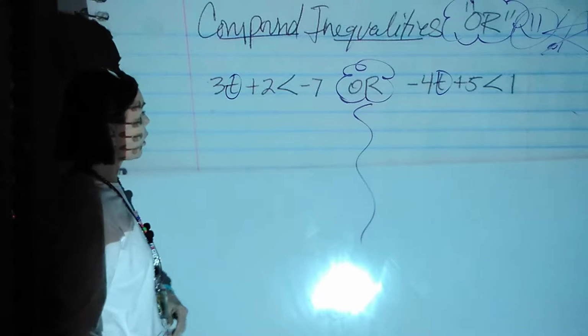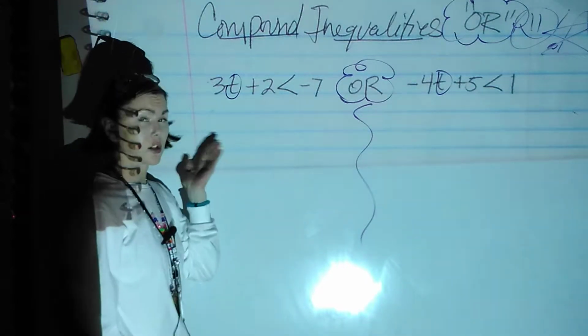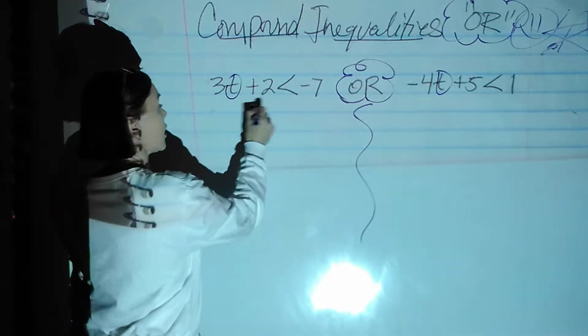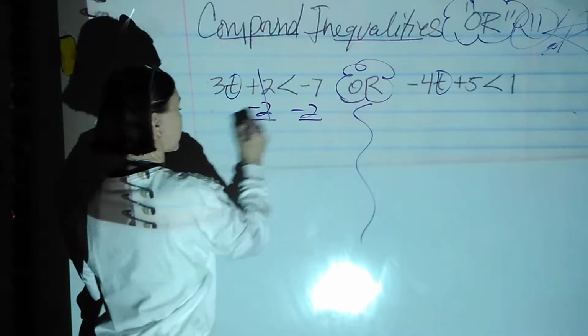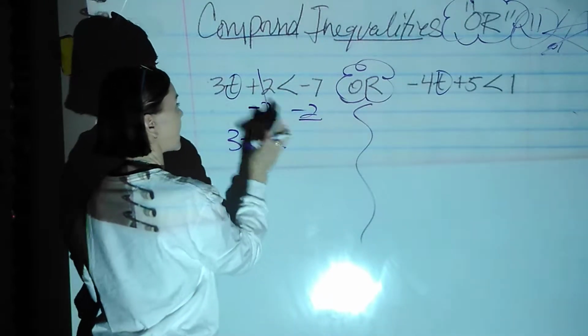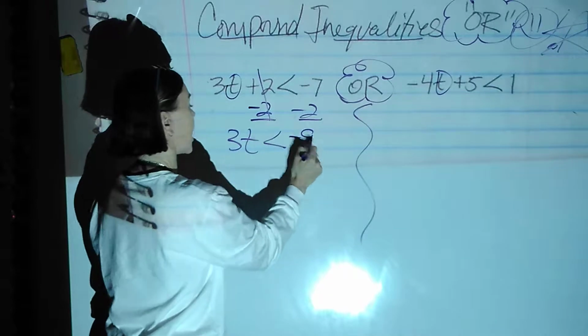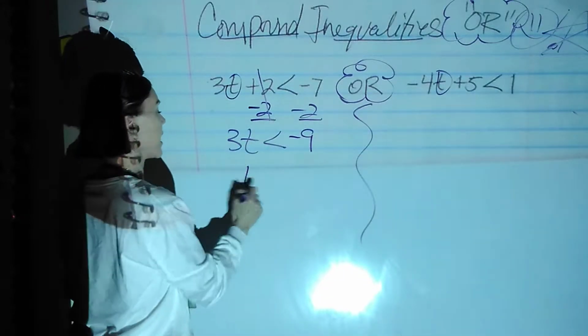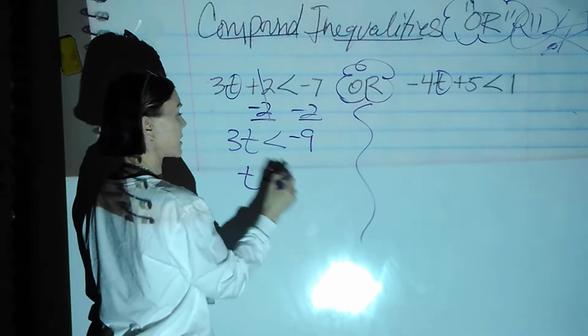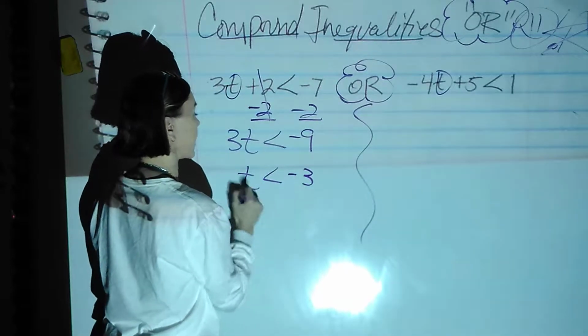All right, so to solve for t, we need to subtract 2 from both sides and divide by 3. So we're going to subtract 2, bring down your 3t, and negative 7 minus 2 is a negative 9, and divide by 3 on both sides. And we have t is less than negative 3.